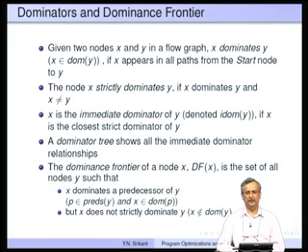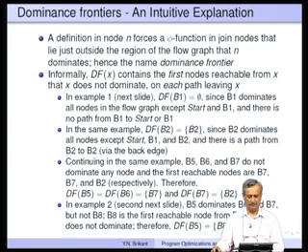So, how do we compute the dominance frontier? To compute the dominance frontier, we require dominator information. Let us do a recap on dominators that we studied a couple of lectures ago. Given two nodes x and y in a flow graph, x dominates y if x appears in all paths from the start node to y. That is the definition of dominator.